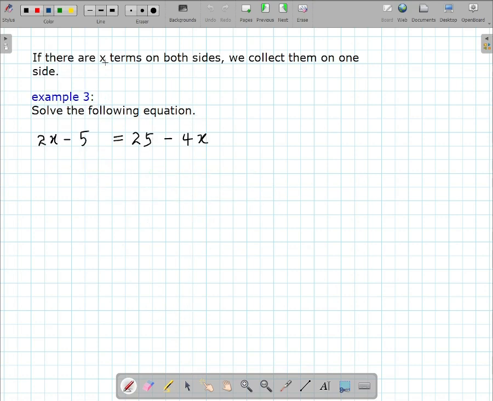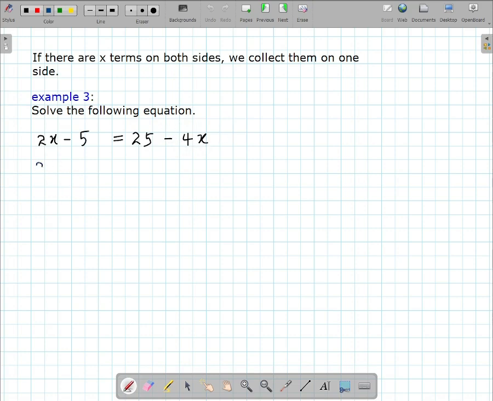If there are x terms on both sides, we collect them on one side and simplify. So you can see here, on the left hand side we have an x term, and on the right hand side we also have an x term. We have to collect them on one side. So I'm thinking of removing this minus 4x. How do you remove this minus 4x? We have to add plus 4x to both the sides.